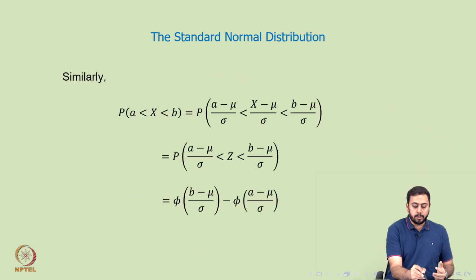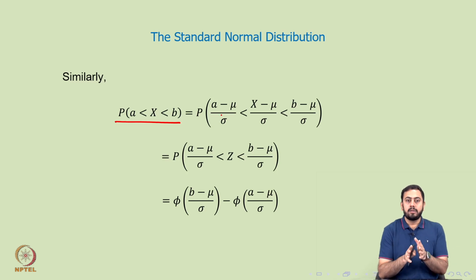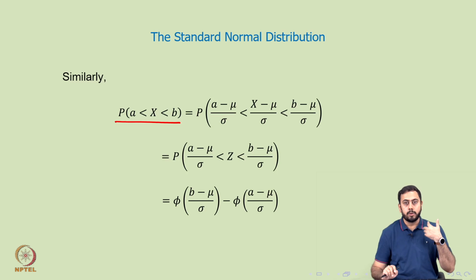Similarly, one can find probabilities which look like this: the probability that x lies between two constants, let's say a and b. How do you do it? Again the same thing. You keep x in the middle, and then you have two constants on the left hand side and the right hand side. The very first step is to standardize, so subtract the mean, divide by sigma. You should remember standardization throughout your entire life. So what do you mean by normalization, standardization?